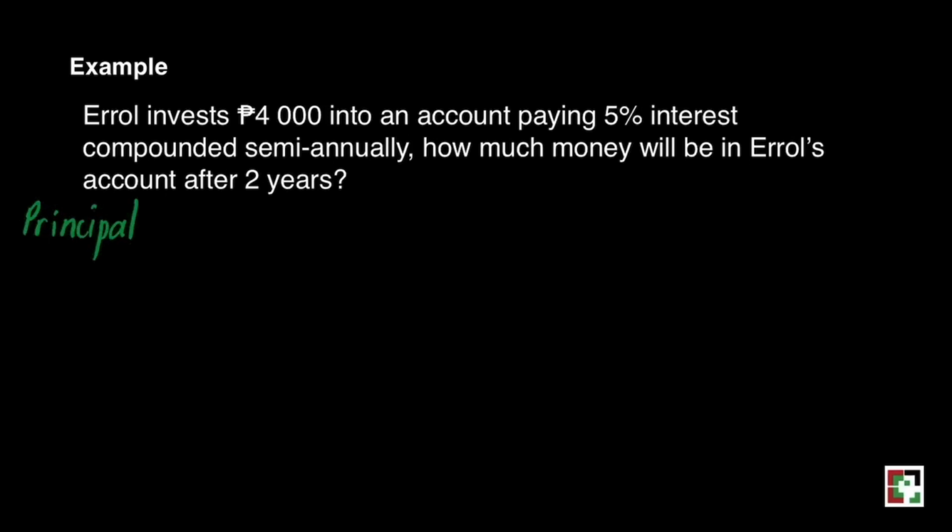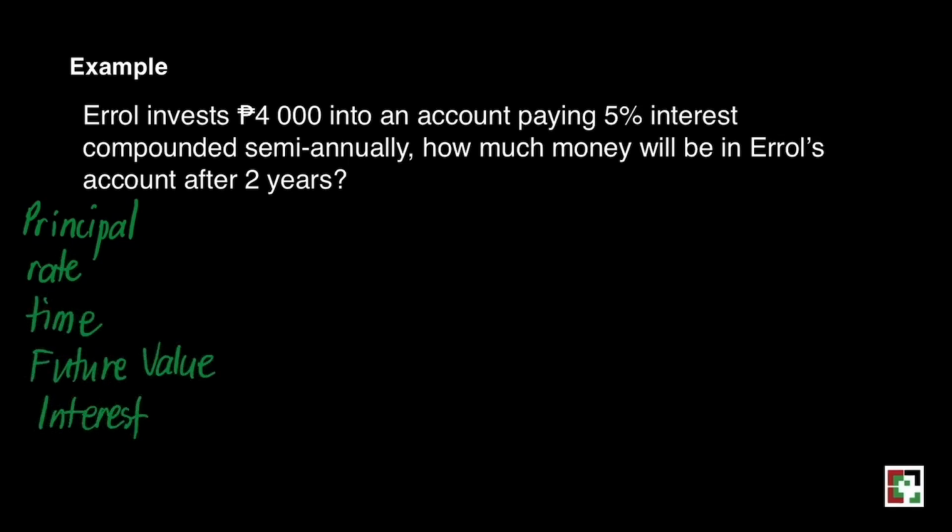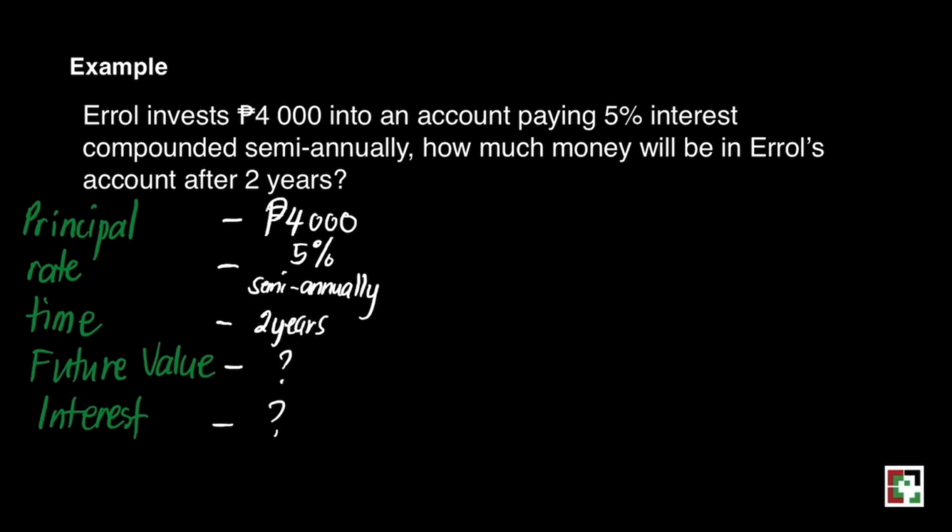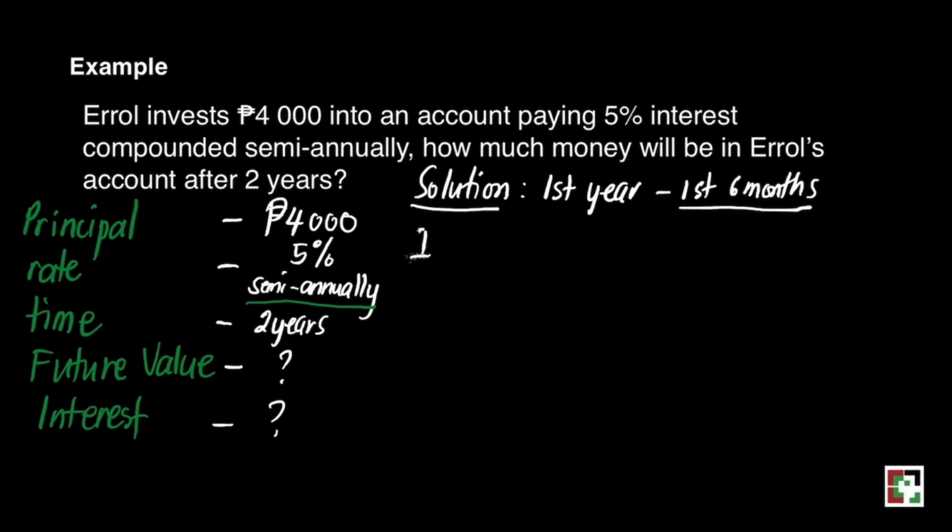Let's have the given. For the principal, that's going to be 4,000 pesos. For the rate, that's 5% semi-annually, and for the time we have 2 years, and we're looking for the future value and interest. And since we are going to have semi-annually, that would mean there are 2 six-month periods in 1 year, and there are 4 six-month periods in 2 years. So that would mean we'll be solving this problem 4 times. Let's substitute. That's I over 4,000 is equal to 5 over 100.